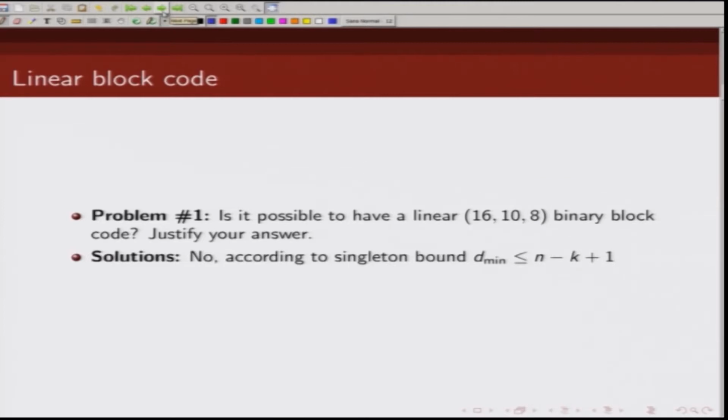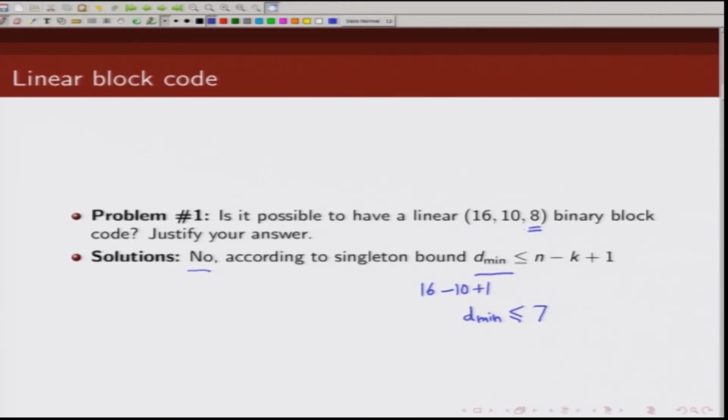So, let us start with the Singleton bound. Well, the answer to this question is no. The reason being, this does not satisfy the Singleton bound. Now, what does the Singleton bound say? The minimum distance of a code has to be less than or equal to n minus k plus 1. Now, n here is 16, k is 10 and this is 1. So, what the Singleton bound says is that the minimum distance of a (16, 10) code cannot be more than 7, and here we are saying minimum distance of 8.